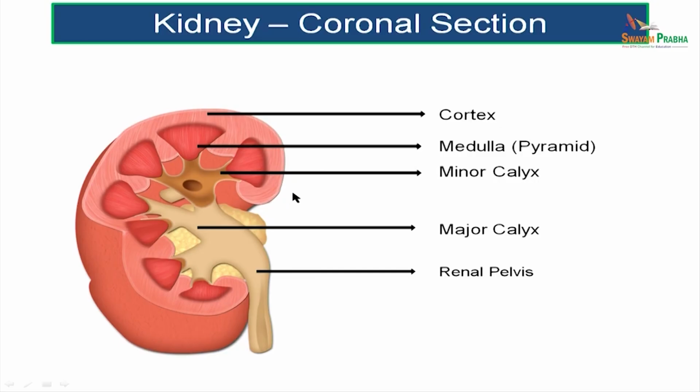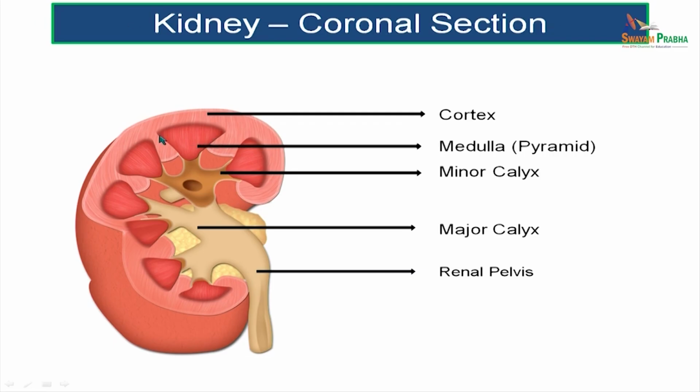To understand the microscopic anatomy of kidney, let us learn about the coronal section of kidney, which is the gross anatomy of kidney, for better understanding of the microscopic anatomy. So, kidney on a coronal section, as you can see from this picture, has an outer cortex and an inner medulla which consists of cone shaped structures which are called renal pyramids.